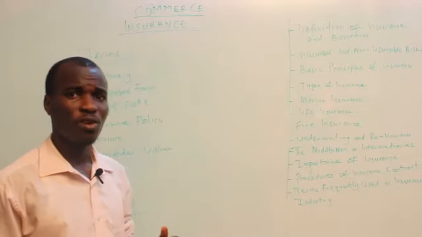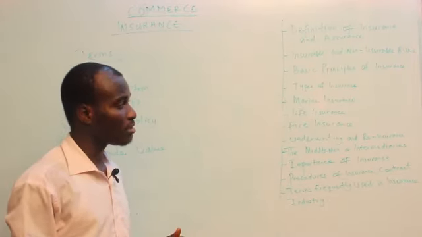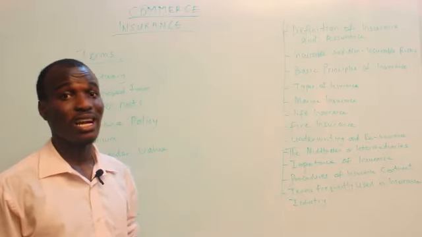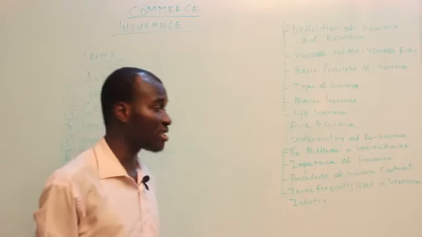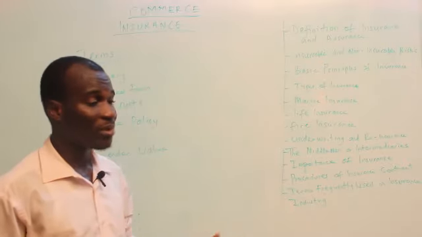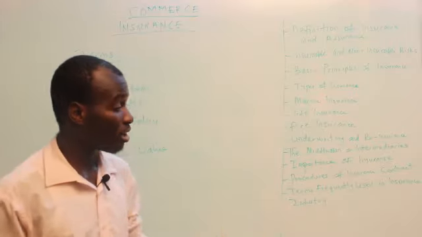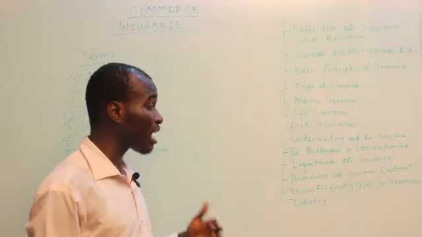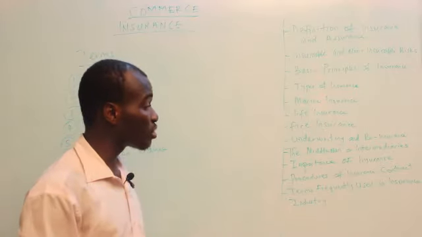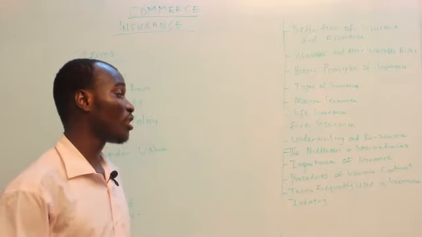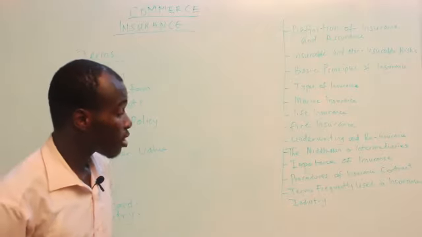A person that takes over the cover and assumes some portion of the risk is called the underwriter, and the process of doing that is called underwriting. We looked at the middlemen and intermediaries, that is the brokers and the insurance agents, who might be a permanent agent or a temporary agent. We also looked at the importance of insurance, the procedure of insurance contract, and lastly the terms frequently used in the insurance industry.